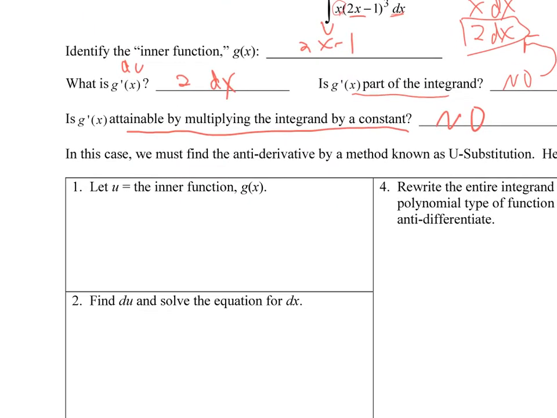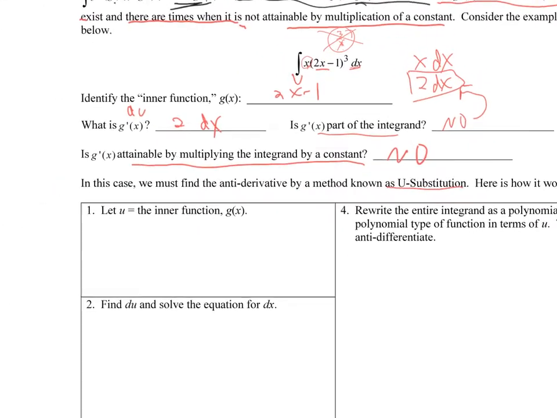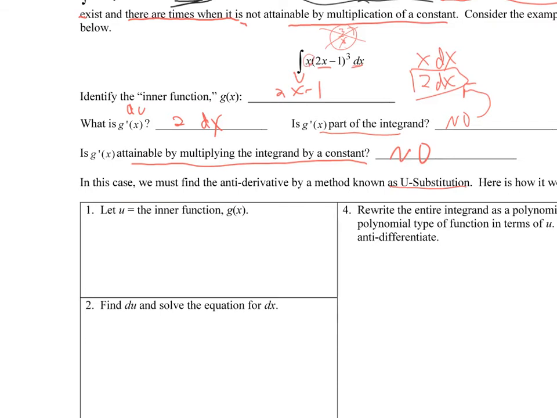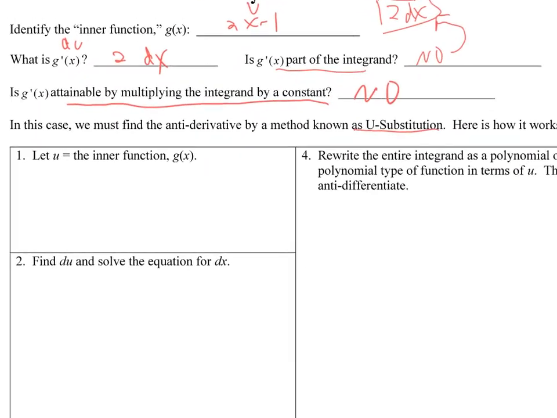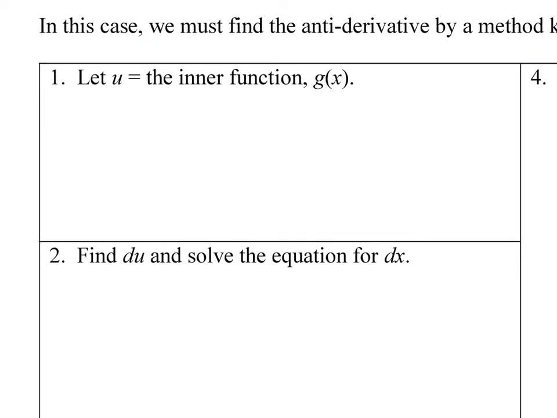In this case, we must find the antiderivative by a method known as u substitution. All right, so what he's saying to you is, even though I have been calling it u substitution from the beginning, some people don't call it u substitution until you really have an issue. You just look for the g of x and g prime of x and don't even think about u's. But I called it u's before, so let's go through with his method here. Let u be the inner function. That's what I was doing.